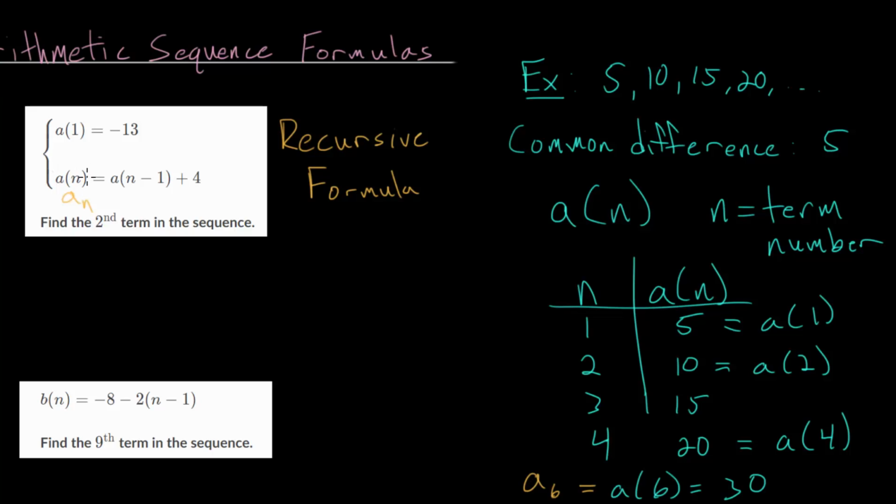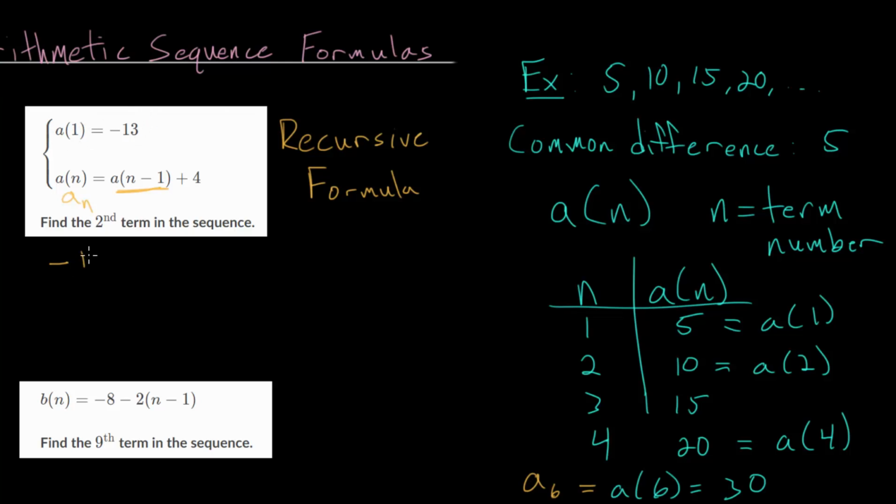But this a of n, this arithmetic sequence at term n, is equal to the arithmetic sequence at term n minus 1 plus 4. So this particular term right here is the term before the term you're looking for. So for instance, this formula essentially just gives us the pattern for how this sequence is going to work. To find the next term, you're going to take the previous term and then add 4 to that. So they give us that a sub 1, or a of 1, is equal to minus 13.